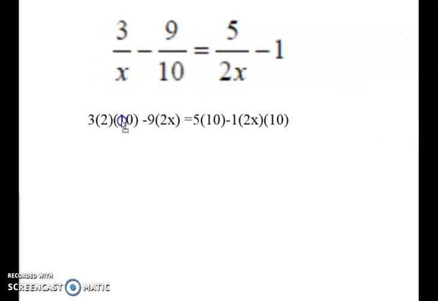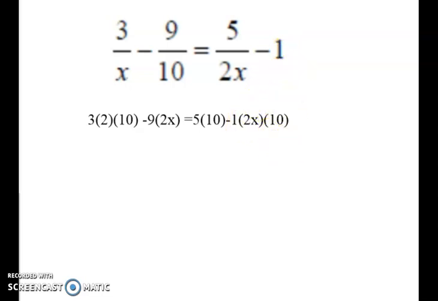So for the first one, if I multiply by 2x and 10, I'll cancel out the x, but 2 will remain and 10 will remain. So I will multiply by 3, multiply by 2, multiply by 10. For the second one, the 10 will fall away, but I'll still have to multiply the 9 by 2. For this one, if I multiply with 2x, 2x will cancel out, so I still need to multiply by 10. For this one, last one, I'll have to multiply with 2x and with 10.